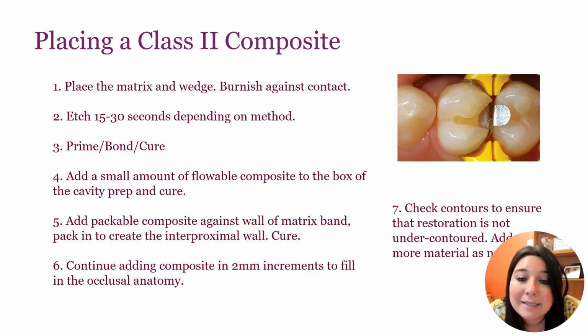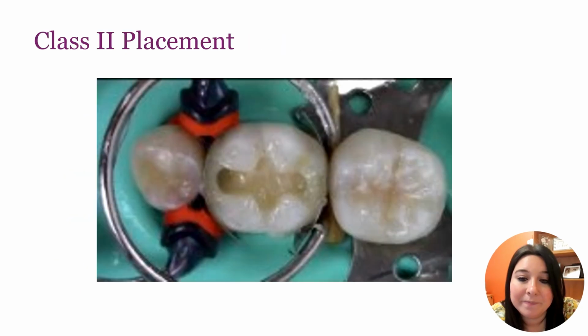And then last steps, check contours to ensure that the restoration is not under contoured. If it is, you can add more material at this time. That's really it until we start finishing and polishing next week. These are the basic steps for our Class 2. So be sure to watch this video on Class 2 placement in the Materials and Resources folder.